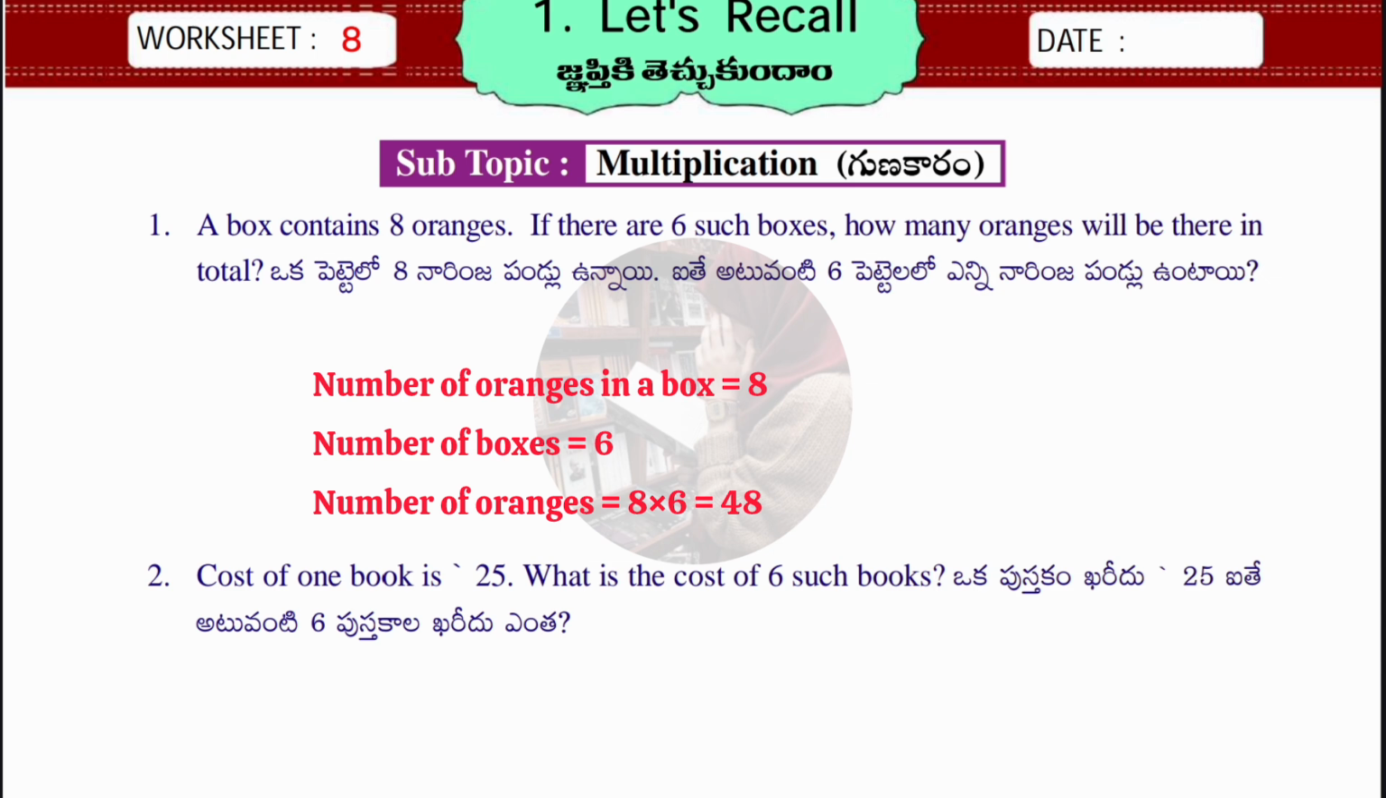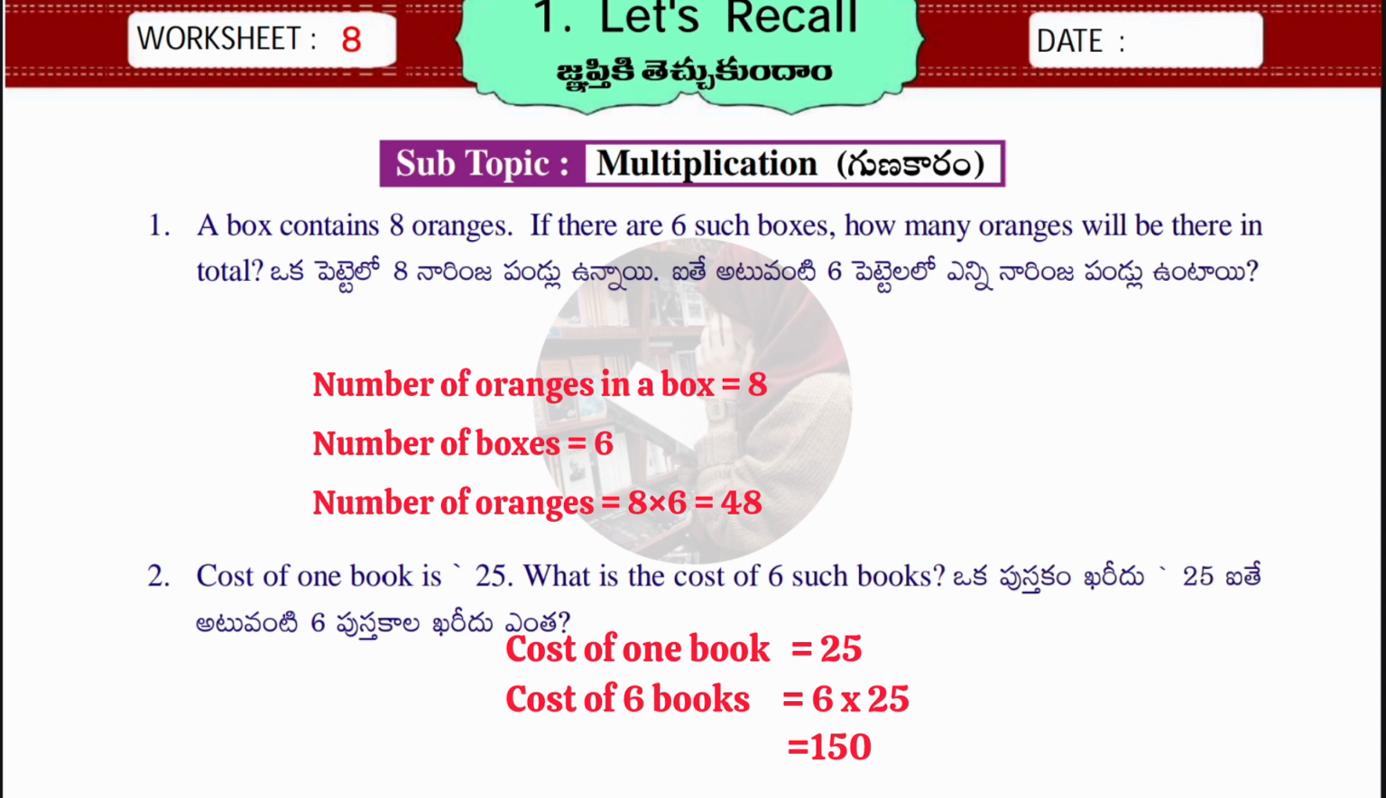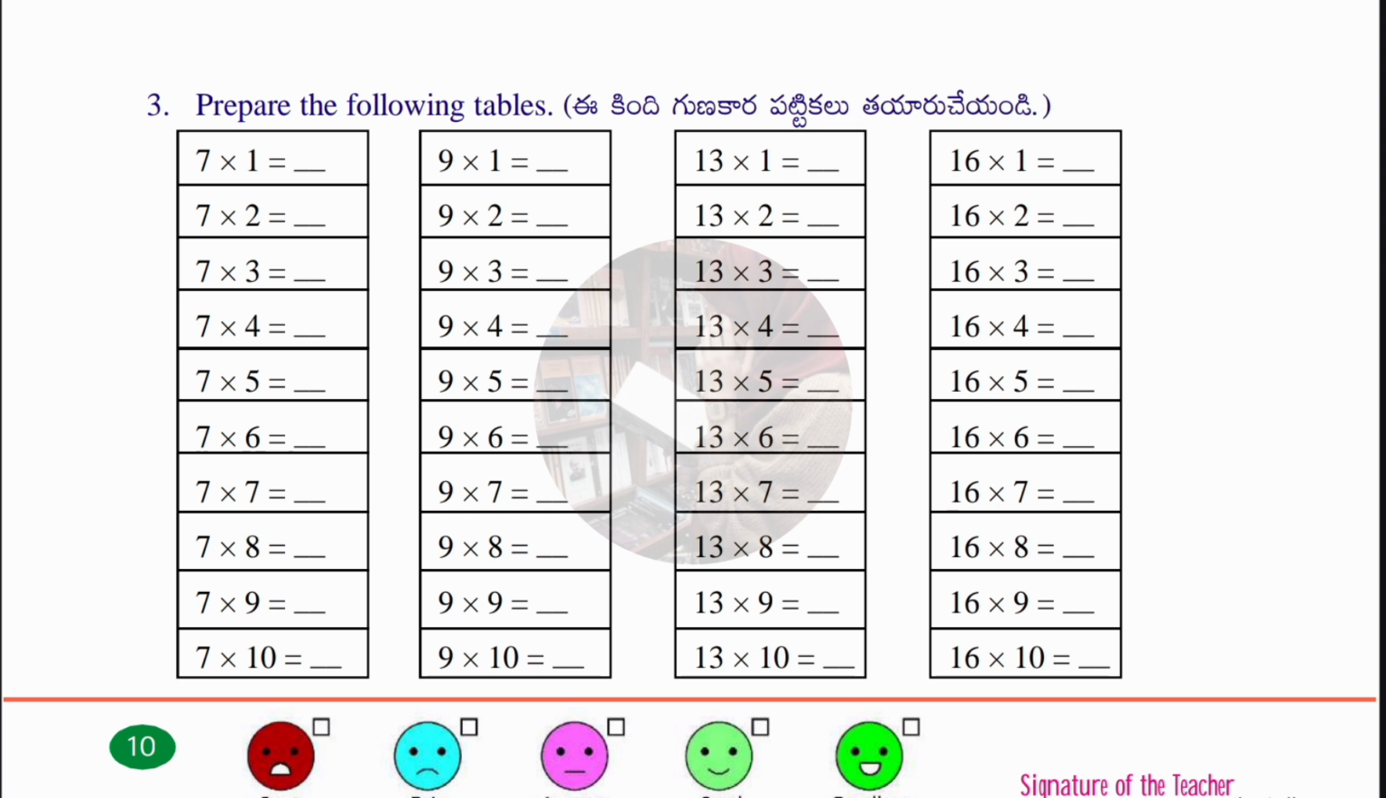Understood? Let's move on to the second question, which is, cost of one book is 25. What is the cost of 6 such books? If one book costs 25, then what is the cost of 6 books? You have to do the multiplication 6 into 25. Cost of one book is 25 and cost of 6 such books is equal to 6 into 25, that is equal to 150. Understood, guys?